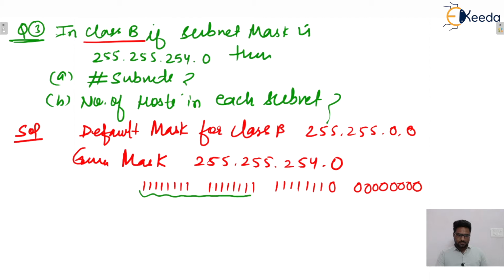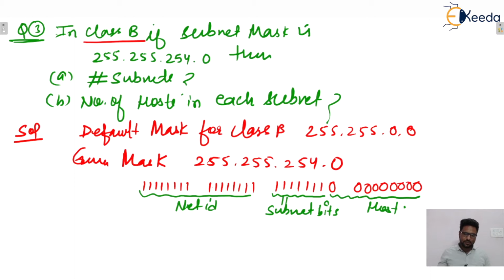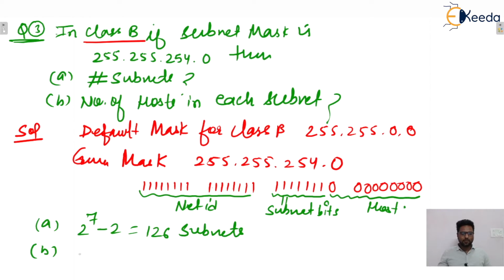Now you tell me that is the mask. So this is for the network ID. Other than the default mask, these consecutive ones will be the subnet ID, or subnet bits, and the remaining all zeros will be the host portion. So first question, the number of subnet bits is 7, 2 raised to power 7 minus 2, that is 126 subnets possible.